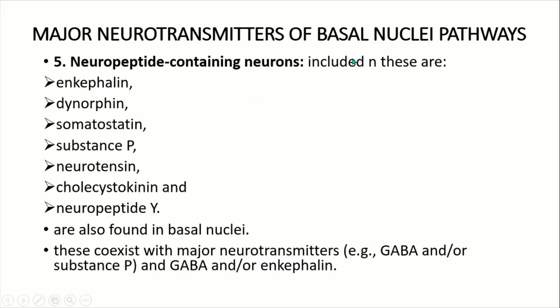Neuropeptide-containing neurons included here are enkephalin, dynorphin, somatostatin, substance P, neurotensin, cholecystokinin, and neuropeptide Y, also found in basal nuclei. These coexist with major neurotransmitters. The major ones are, for example, GABA and substance P, and GABA and enkephalin.